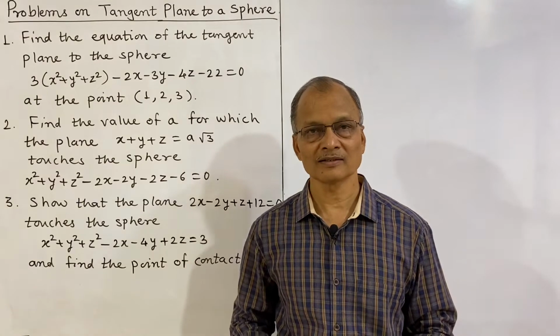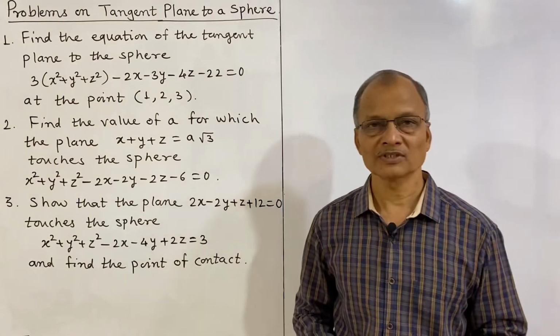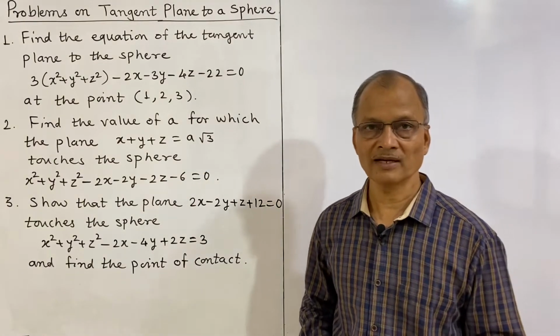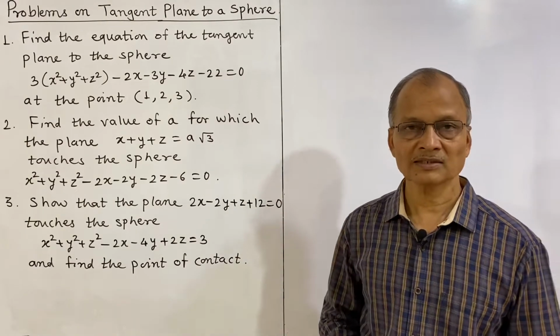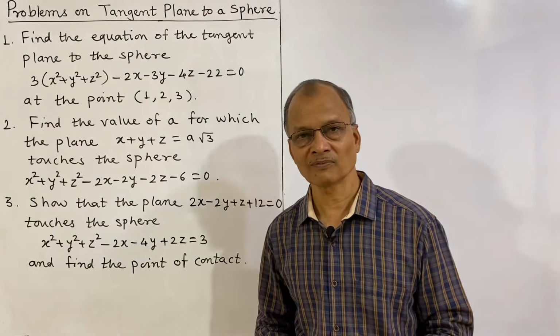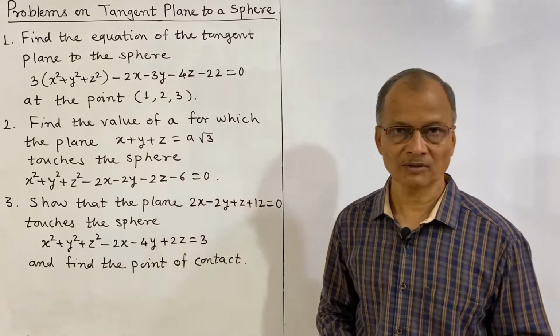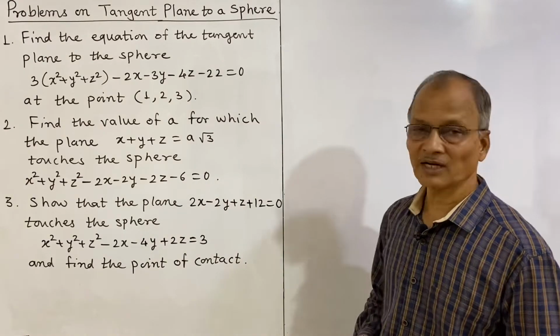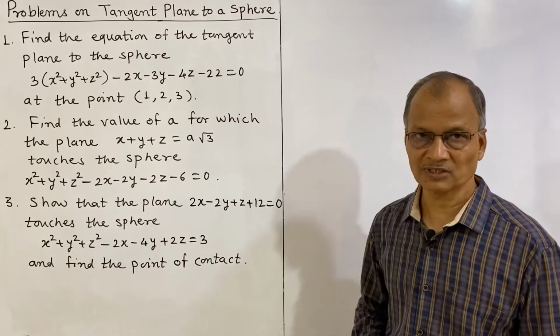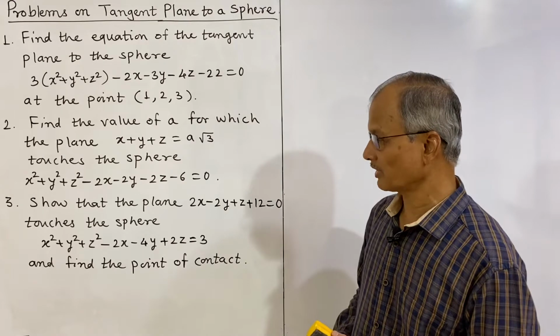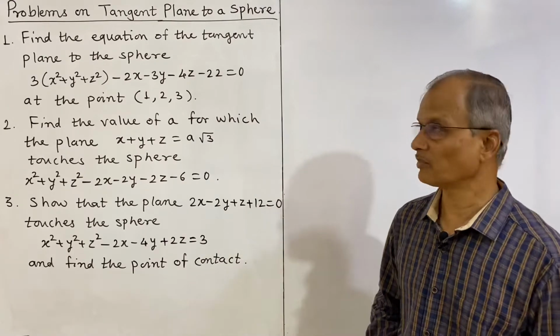We are studying the sphere. In this lecture we shall solve some problems on finding the equation of a tangent plane to a sphere. In our last lecture we have seen how to find the equation of a tangent plane and what the condition of tangency is. We will make use of that condition of tangency to find the equation of a tangent plane to a given sphere. I have written here a few problems. We shall solve these one by one.